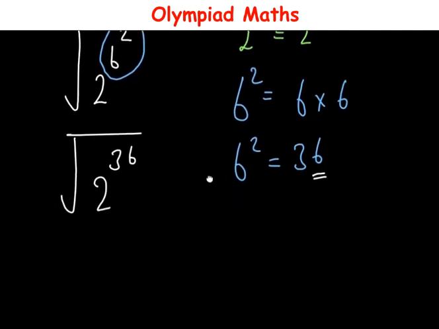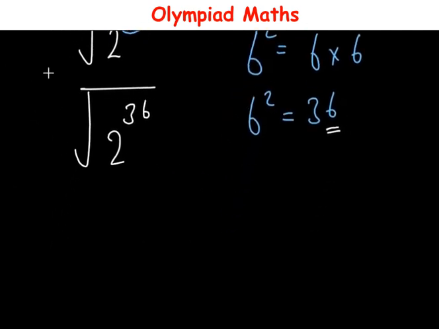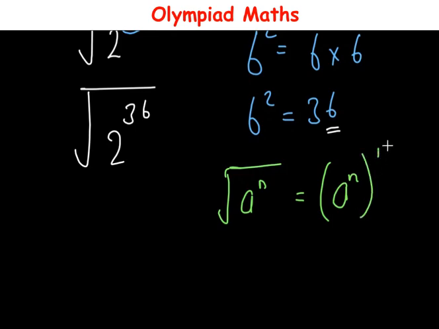Good. So from here, the next thing we're going to do is to apply this rule of indices, that if you have square root of a raised to power n, this is equal to, in brackets, a raised to power n, all raised to power 1 over 2. So applying it right here, this becomes, in brackets, 2 raised to power 36, and all raised to power, square root becomes power of 1 over 2.